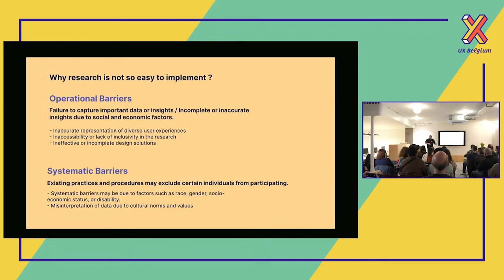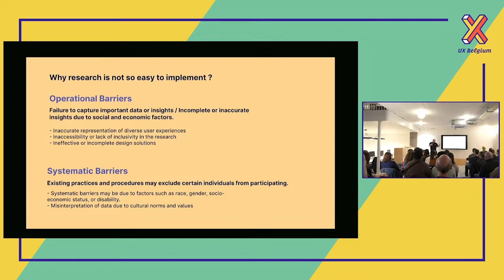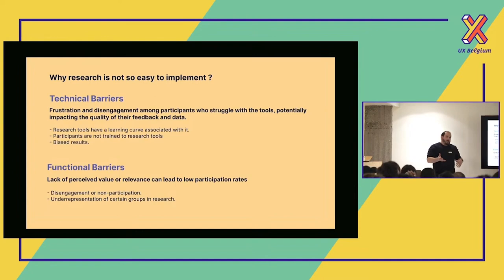We also have some systematic barriers that are more linked to the consideration of individuals, which means that I want to target a specific user group, and so sometimes some users might be left aside. There are also some technical barriers. Of course, there are many tools on the market today that allow us to do user research, but sometimes there is a learning curve, or participants struggle to use the tools. Online, you cannot assume that everybody is able to use a prototype or something like this.